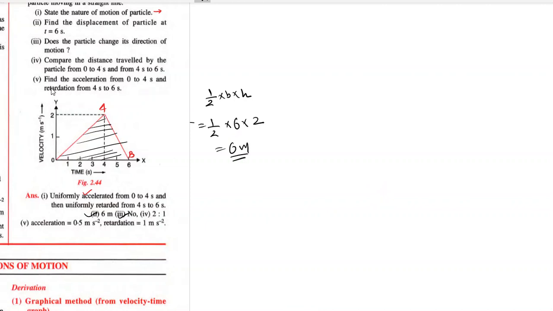Compare the distance traveled by the particle from 0 to 4 seconds and 4 to 6 seconds. Easily you can compare. You have to find the area of this part. If you name it as C, OAC, by half into base into height, that is half into 4 into 2, that is 4 meters. And here the distance is half into 2 into 2, that is 2 meters. So the ratio between the distance traveled from OA to AB is 4 is to 2, or 2 is to 1.